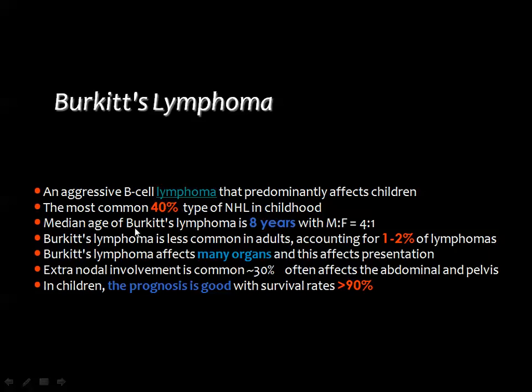The mean age of Burkitt lymphoma in children is around the age of 8 years, with male to female ratio in the range of 4:1. Then Burkitt lymphoma in adults is less common, accounting for about 1 to 2% of lymphoma. Burkitt lymphoma is known to affect many organs in the body. It is also known to have a good prognosis with survival rates more than 90%.